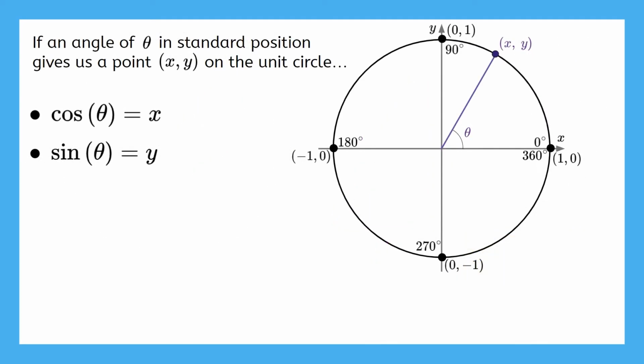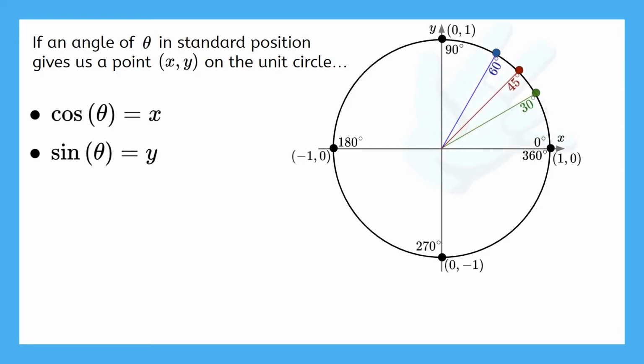This is a relationship that's important to remember. If an angle of theta in standard position gives us a point x comma y on the unit circle, then the cosine of theta equals x and the sine of theta equals y. You can even use this fact to create a unit circle from scratch without drawing triangles at all.